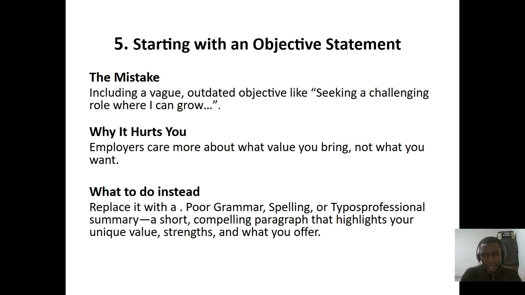So the fifth mistake that DevOps and cloud engineers make, which is costing them, is that they start with an objective statement. So this is the mistake.